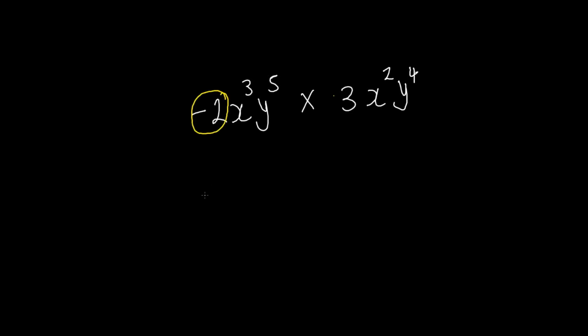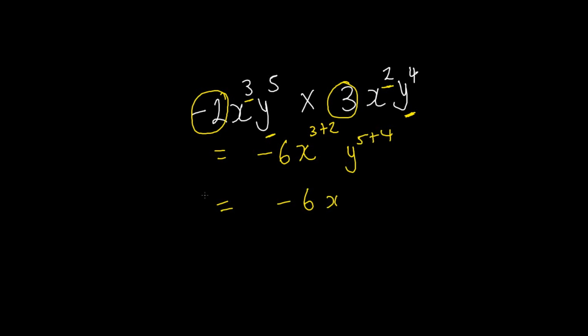So what I can first do is multiply the coefficients together. Negative 2 times 3 is negative 6. X raised to the power of 3 times x raised to the power of 2: now I can apply the first law of exponents, which states when multiplying and the bases are the same, we add the exponents. I keep the common base, which is x, and I add the exponents together. And now y raised to the power of 5 times y raised to the power of 4 is y raised to the power of 5 plus 4. That is equal to negative 6 x raised to the power of 5 y raised to the power of 9, and that is my final answer.